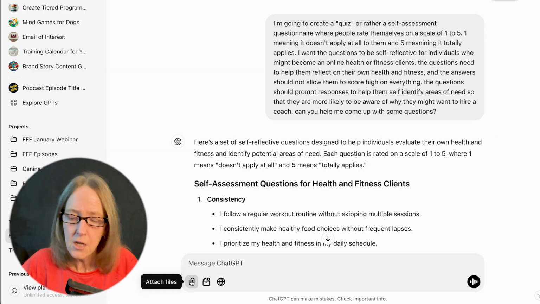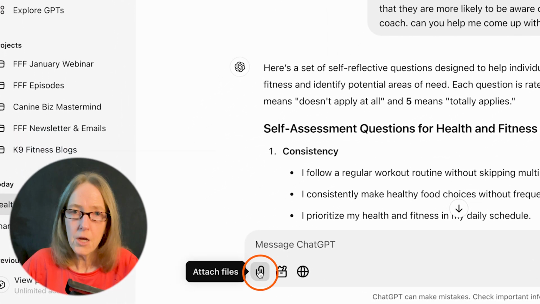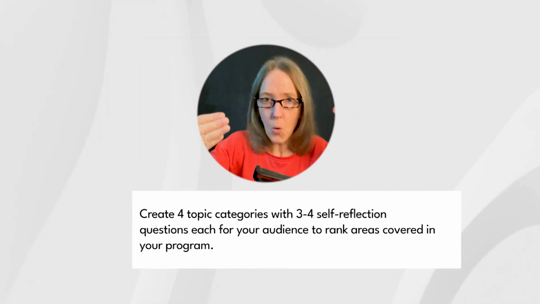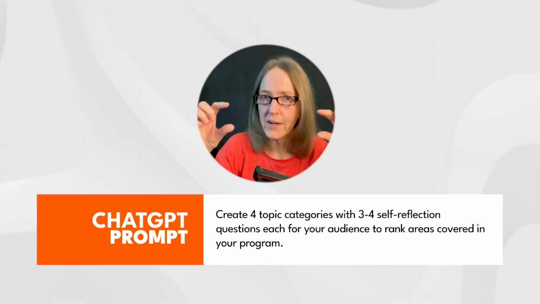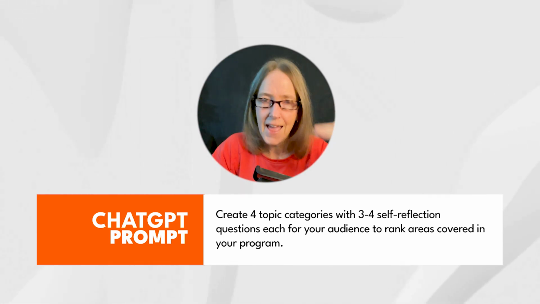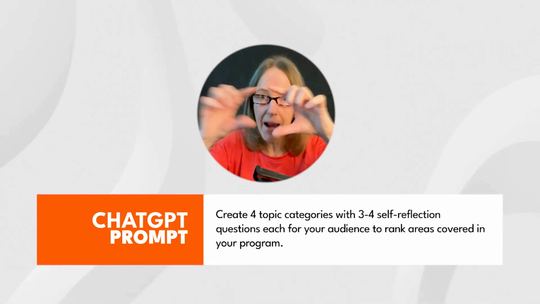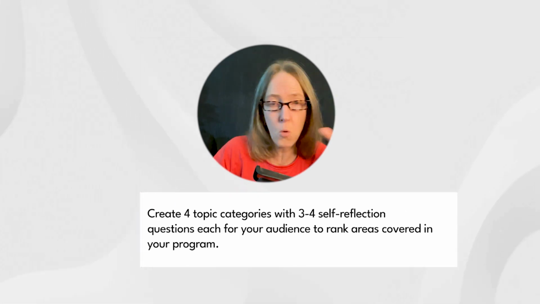So if you already have detailed information on your coaching programs and your services, you can upload your program information. And then what I would do is tell ChatGPT, I want you to create 4 categories of topics and maybe 3 to 4 questions in each category that has the audience self-reflect on and rank areas of topics that are covered in your program. And that would be even more ideal.